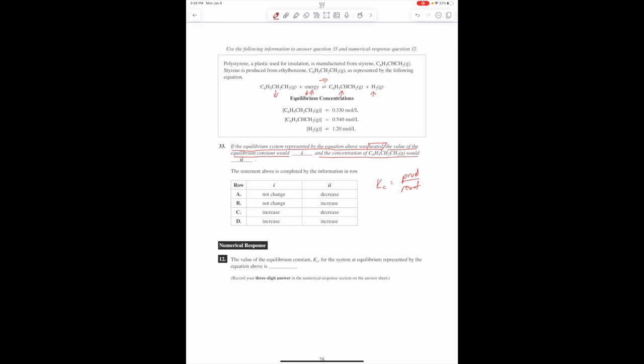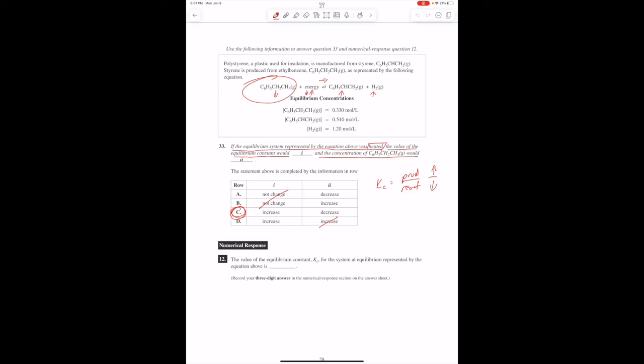and it's shifting to products, my numerator is going up and my denominator is going down. And that, I guess it doesn't matter because it's got to be increase. So it's going to be one of those two. It just won't, it's going to change. Oh, wait. Yeah, temperature is the one that causes change. That's right, okay. And the concentration of C6H5CH2CH3, that one would go down. So my answer has to be C.